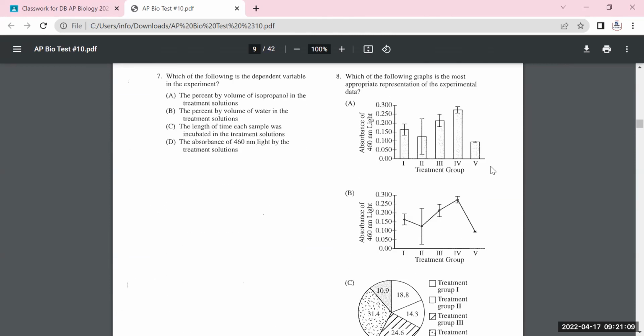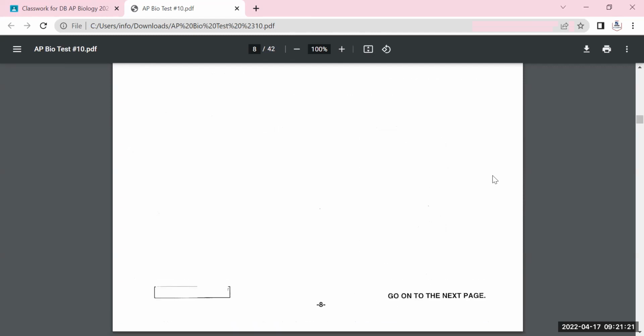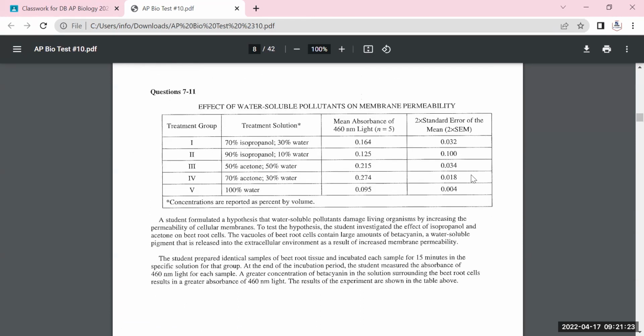Okay, which of the following is a dependent variable of the experiment? So you have your independent variable, which is what you manipulate. Dependent variables are your results. So if you look here, what are we manipulating? The treatment solution. So in this case, it's the percentages of isopropanol or acetone.